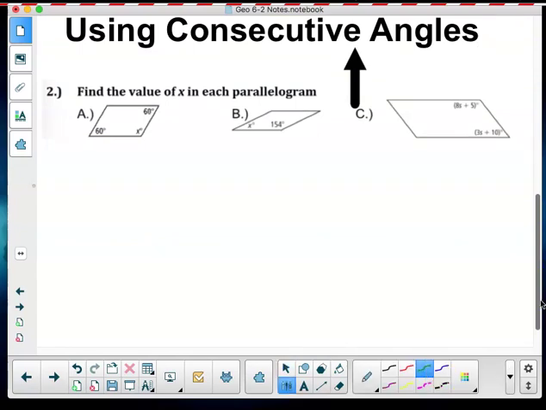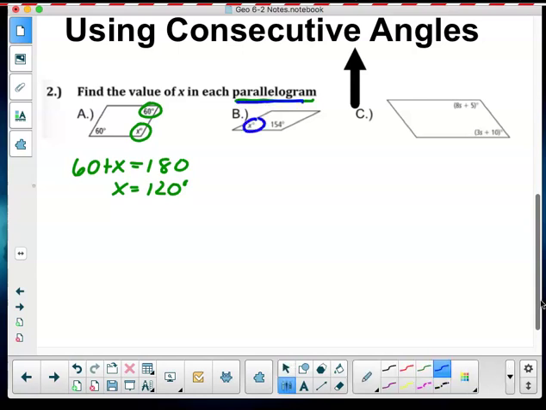So here, find the value of x. Well, since I know that these are parallelograms and these are consecutive angles, I can use this idea of same side interiors. So 60 plus x is equal to 180. So I know x is 120 degrees. I also know that since this is a parallelogram, these are same side interior angles. So x plus 154 is equal to 180 degrees. So I subtract 154, I find out that x is 26 degrees.